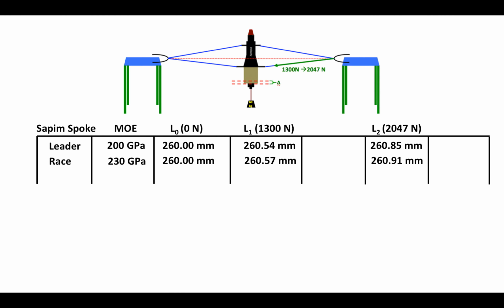The race spoke with a modulus of 230 started out also at 260, went to 260.57 and then 260.91. And then the laser spoke with a modulus of 260 went from also 260 millimeters to 260.73 and 261.16.